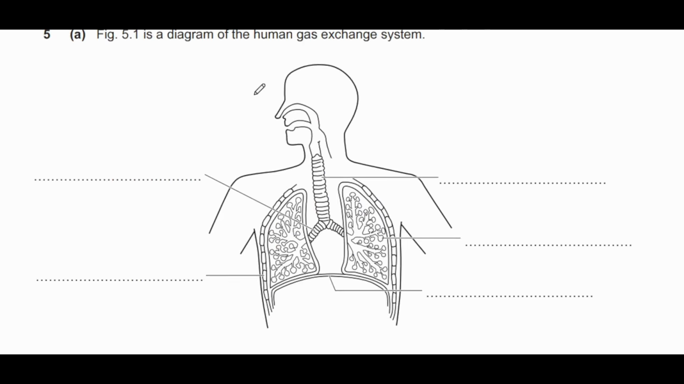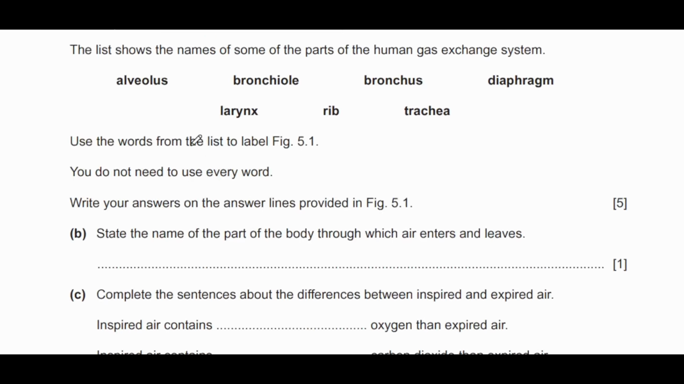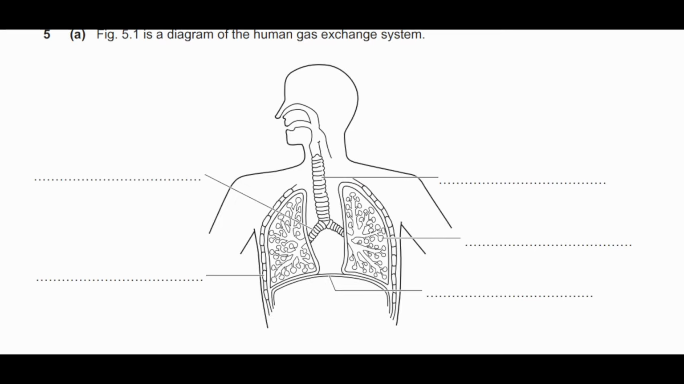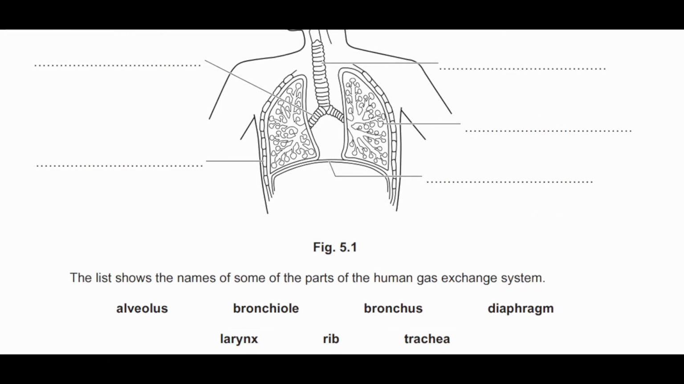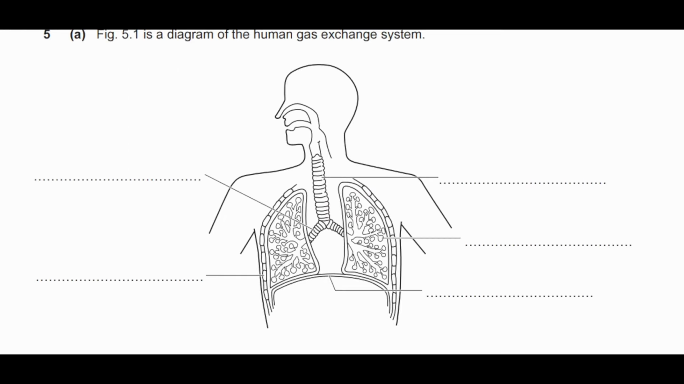Now, question 5. Figure 5.1 is a diagram of the human gas exchange system. The list shows the names of some parts of the human gas exchange system. Right, so use the words to label figure 5.1. Okay, so what is this? This is the trachea. Okay, otherwise known as the windpipe, right? But you have to use the words here, so you have to write trachea.